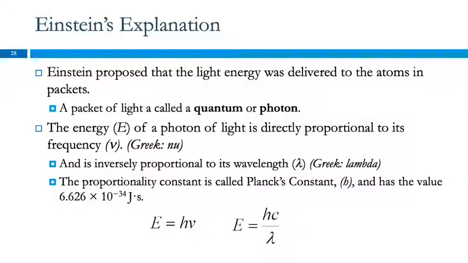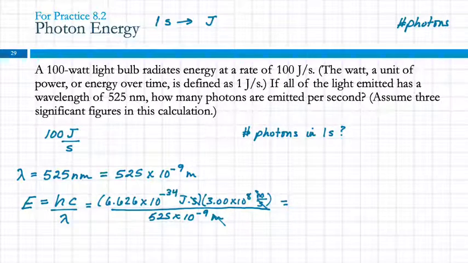That's a good question. Where did I get the 6.626? It's right here. Well, the pointer won't move it. It's a constant. So 6.626 EE minus 34 times 3 EE8 divided by 525 EE minus 9 is 3.7862 times 10 to the minus 19 joules.